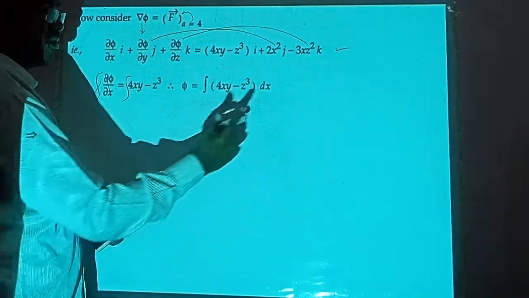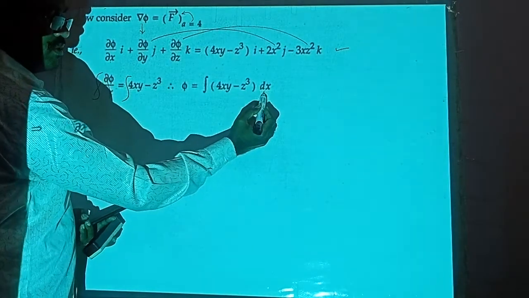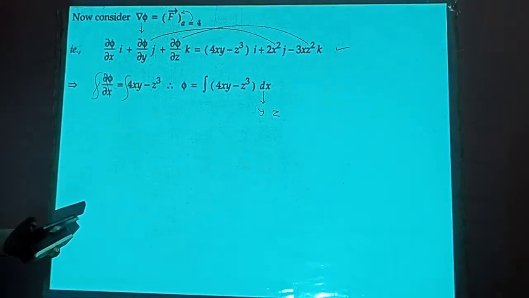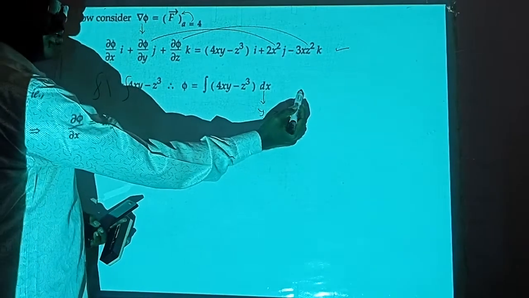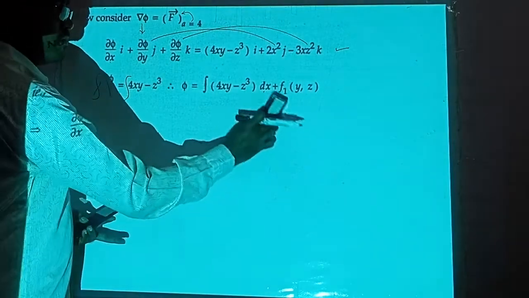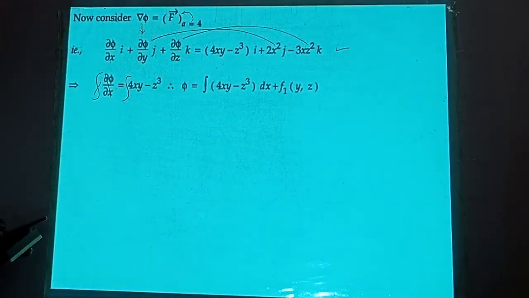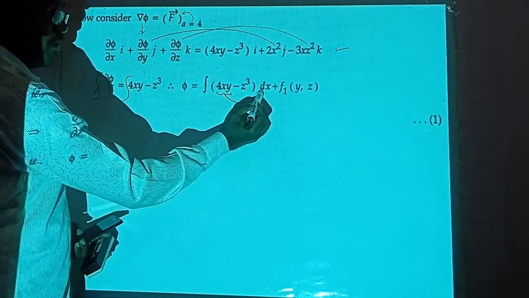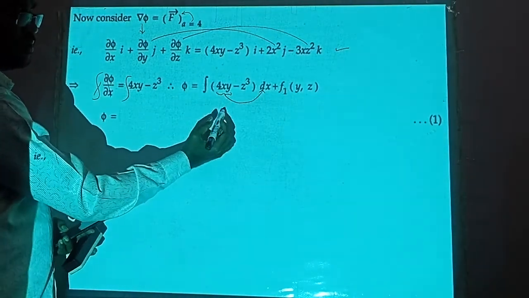What is the integration constant? Since we are integrating with respect to x, your y and z are constants. So we take the integration constant in terms of y and z. If you integrate this phi with respect to x, what is the constant here?